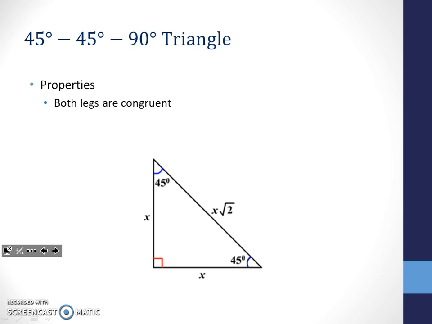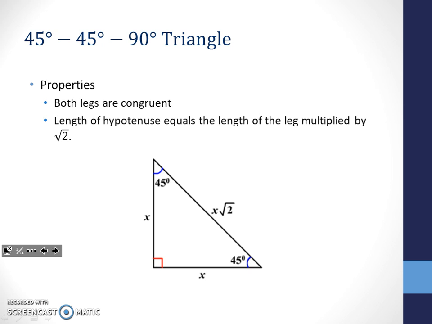First one that we're going over, 45, 45, 90 triangles. A couple properties. Both legs have to be the same. So in our picture down below here, you can see they're represented with an X and an X. So these values in a 45, 45, 90 triangle have to be the same. And the length of the hypotenuse equals the length of one of our legs, which is X, times the square root of 2.